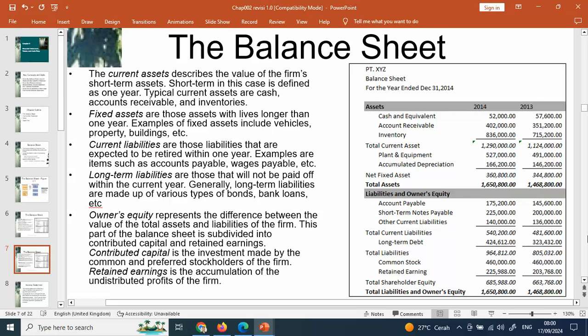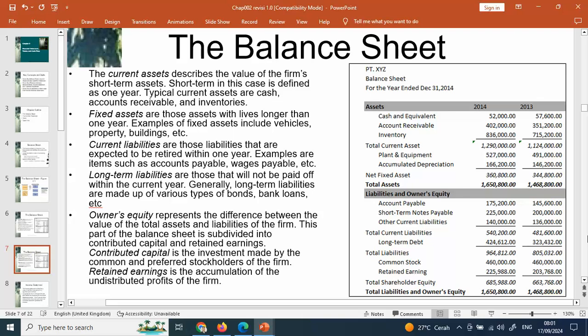The current liabilities: accounts payable, short-term notes, other current liabilities are those liabilities that are expected to be retired within 1 year. They are all paid off within 1 year. So before a year, these current liabilities should be retired. You pay all. Impossible after a year. It is 1 month, 2 months, 3 months, 4 months you pay. The maximum is 1 year. Then you call it current liabilities.